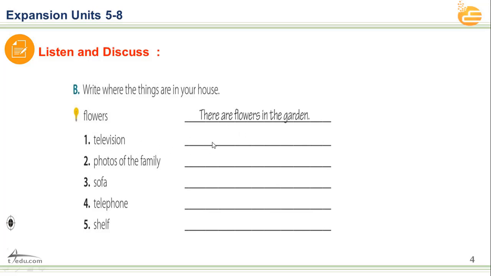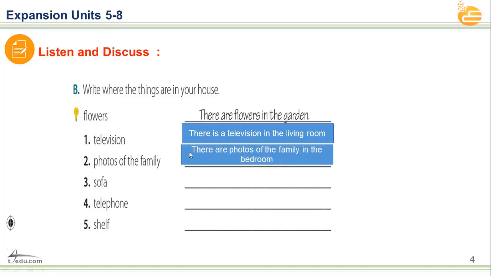Television, where can we find a television? We can say there is a television in the living room. In my home or my house, I'm talking about myself. Okay, there is a television in my living room. Photos of the family. Where can we find them? There are photos of the family in the bedroom. It depends on the houses also.